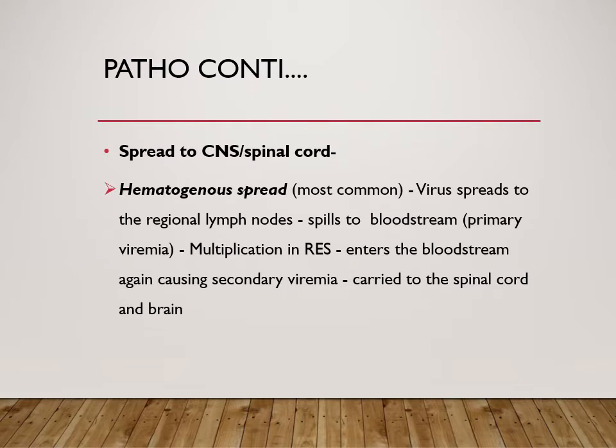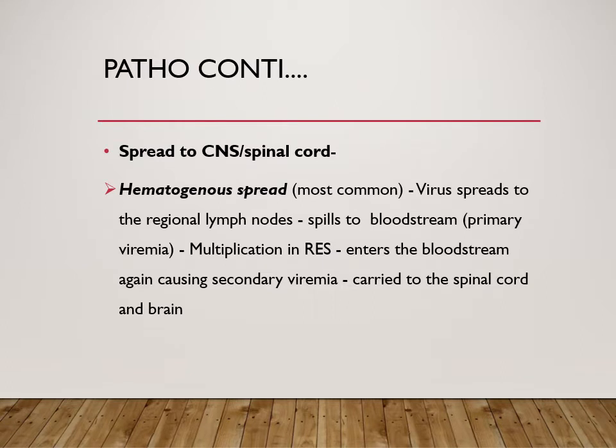How does this virus reach the central nervous system? Like I have told you, it enters the GI tract and the intestinal epithelial cell, and reaches the submucosal region where there are lots of lymphoid tissues. Once it reaches the lymph nodes, it will spill into the bloodstream. So this is the first, primary viremia. Viremia means when the virus comes into the blood. At that time, the first stage of fever comes to the child.